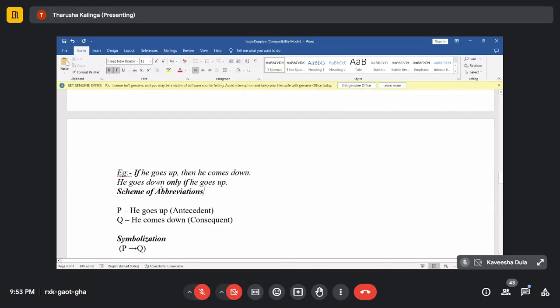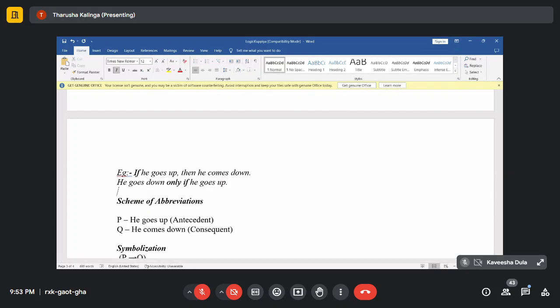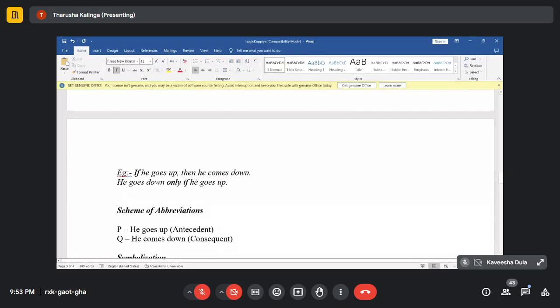Okay, so if he goes up, then he comes down. He goes down only if he goes up. "Only if" means you're taking the highlighted part. Only if he goes up, which means you're making it more powerful. Just after the "only if", whatever appears after that becomes more powerful. Only if he goes up.